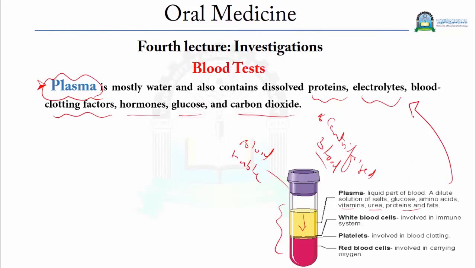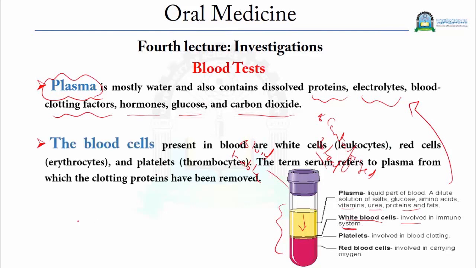The second part, the middle part, is what we call the buffy coat, which is the white blood cells involved in the immune system, as we know. The platelets are also present in the middle part, and are importantly involved in blood clotting. The lower part of the centrifuged tube contains the RBCs, red blood cells, which are involved in oxygen carrying. So this is the centrifuged blood.